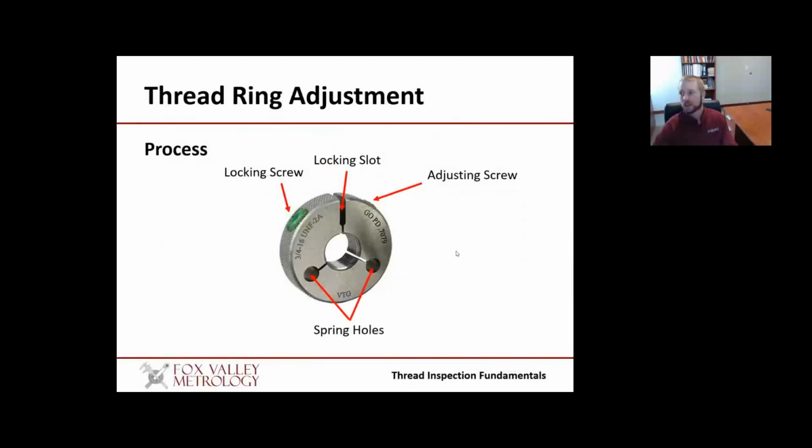So before I move on, are there any questions regarding thread plugs or thread rings? If you do, please go ahead and use the Q&A section on the left side of your screen.